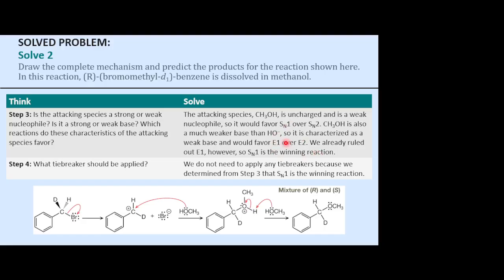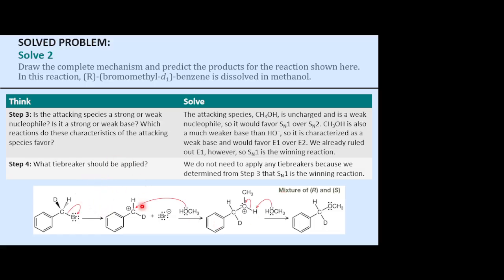Now, if we hadn't figured out that we don't have an E that's possible here, we'd still have to consider E1, right? And so see how important it is to do these in order and make sure you eliminate those before you get to things. Because if you ignore that, you're going to be sitting here like, what's SN1, E1? What am I doing? Where do I go? Okay. We don't have to do a tiebreaker because we already got one.